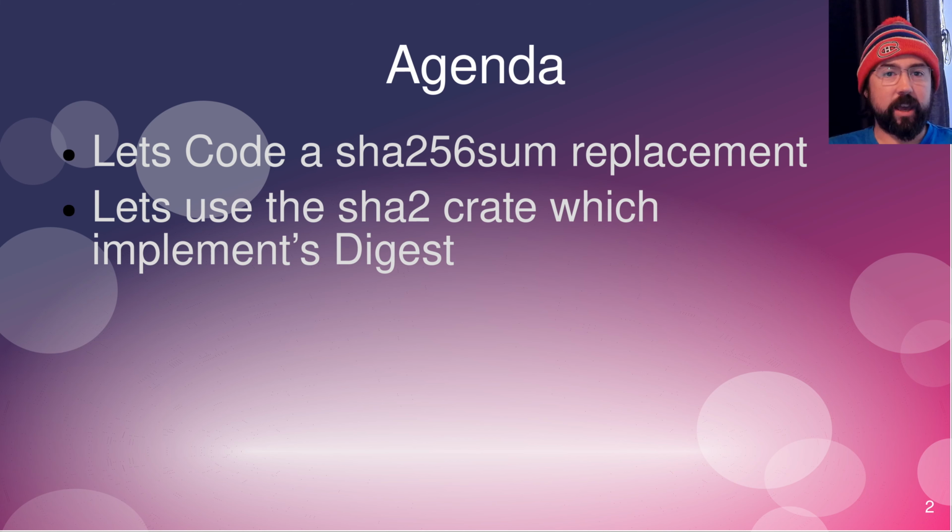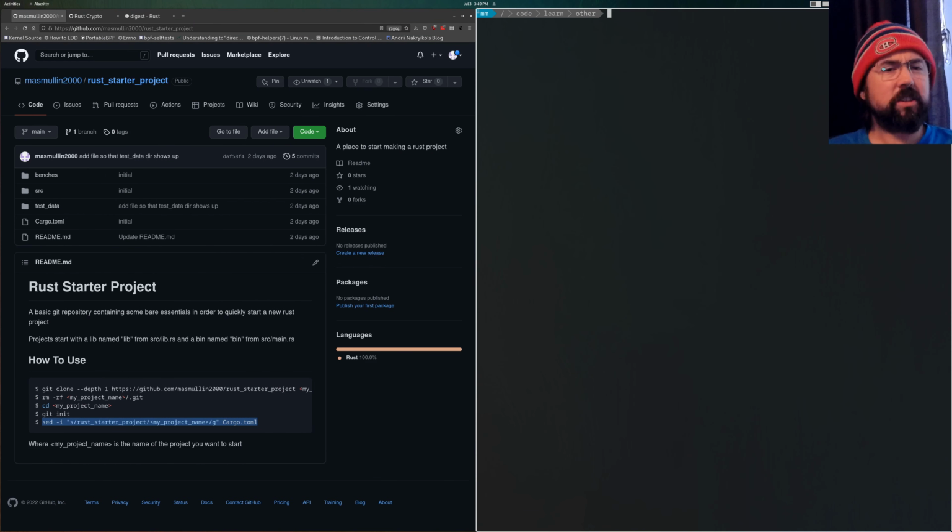The agenda for today is I want to make a SHA-256 sum replacement. So I'm going to use the SHA-2 crate to do this, and that SHA-2 crate implements traits from the digest crate. So let me just jump into it and we'll start coding so you can see me fumbling and bumbling along the way and maybe pick up not only knowledge from me doing it, but also knowledge from me making mistakes. This is going to be a little bit longer than normal videos, even though the actual work here is quite small. So let me just jump into it.